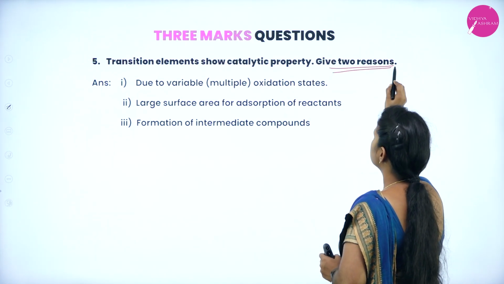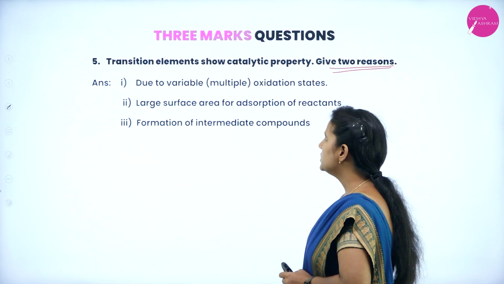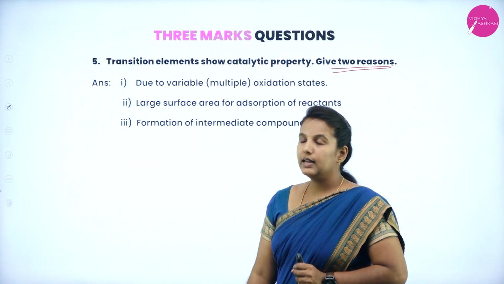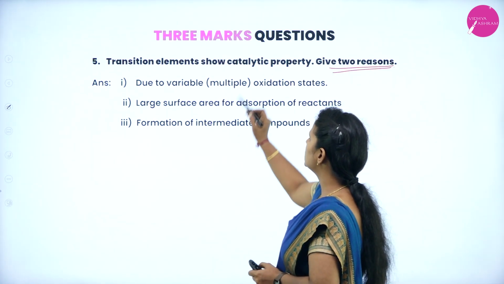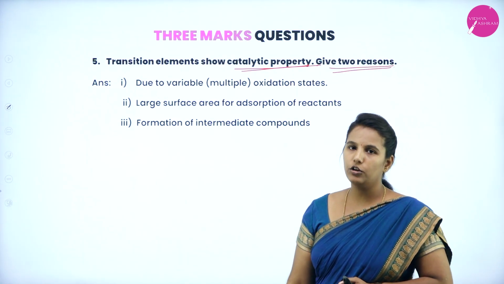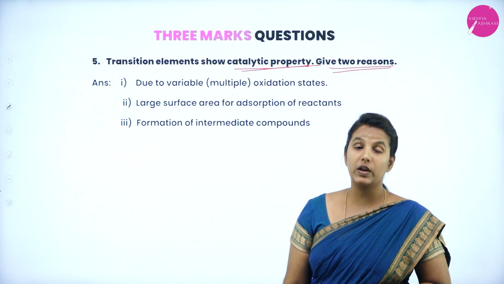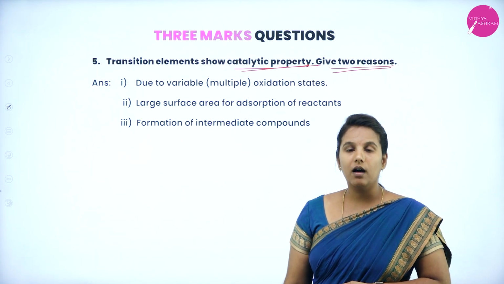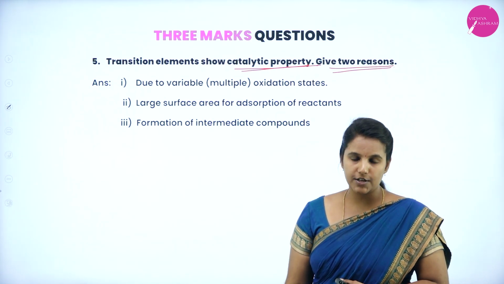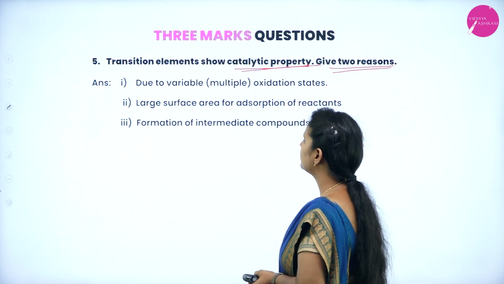Give the 2 reasons for that, or they can ask you to write for the 3 reasons also. So, you must know why the transition elements also show the catalytic property. We all know that the D block elements, or the transition elements, are frequently used as a catalyst for most of the reactions. That is one of the interesting characteristics of these blocks.